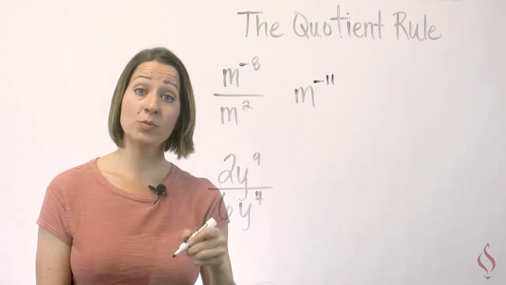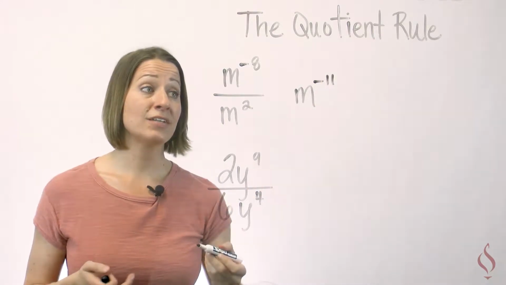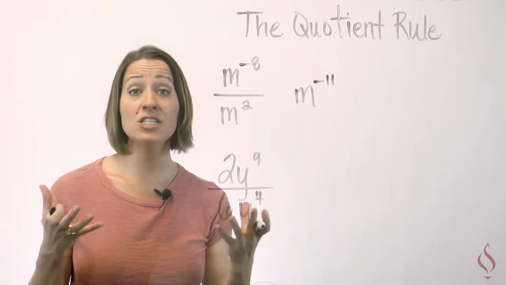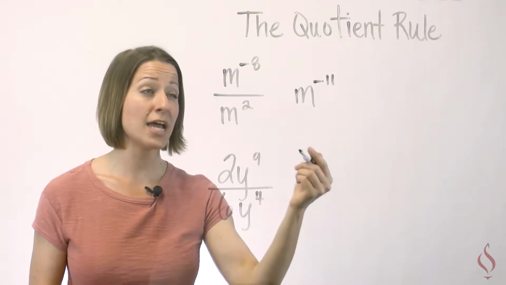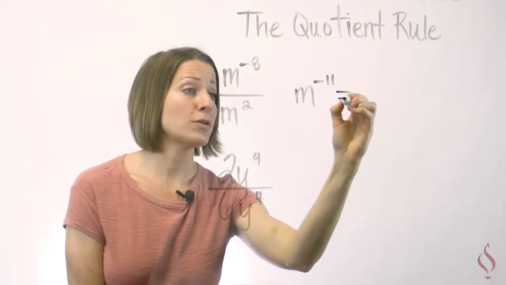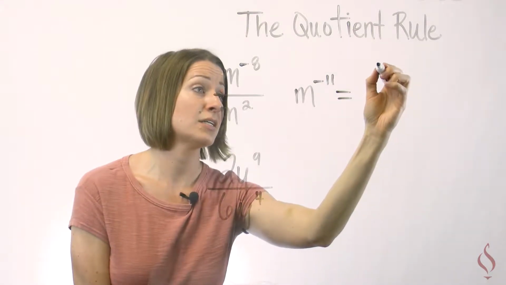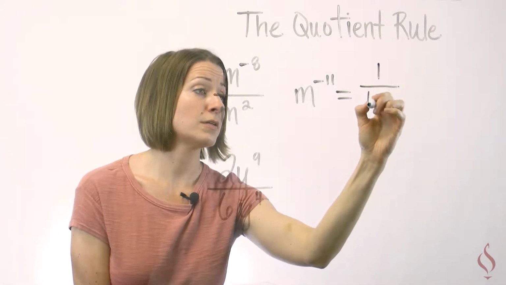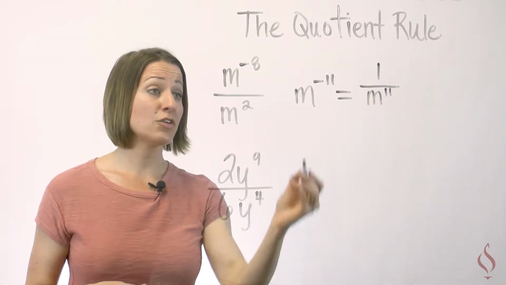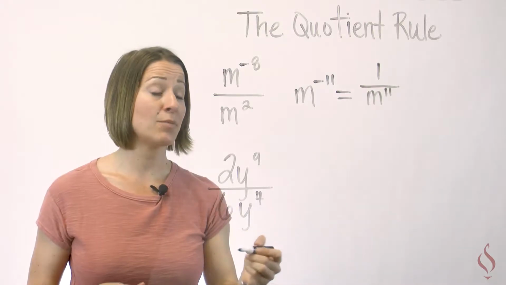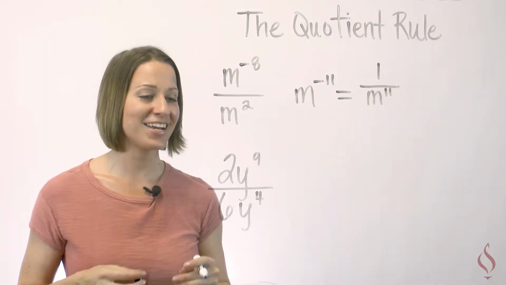Now the other problems, we were already at our final answer. However, m to the negative 11th power, this is not in proper format for exponents. We can't leave a negative exponent. So we're going to have to go through our rules of changing that negative to a positive. So it would be 1 over m to the 11th power. Now if you don't quite know how I did that, there's a whole video where I just talk about the negative exponents, so check that out.